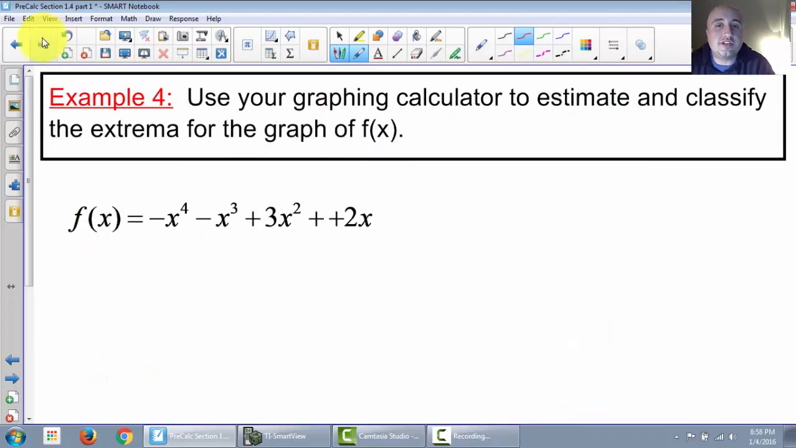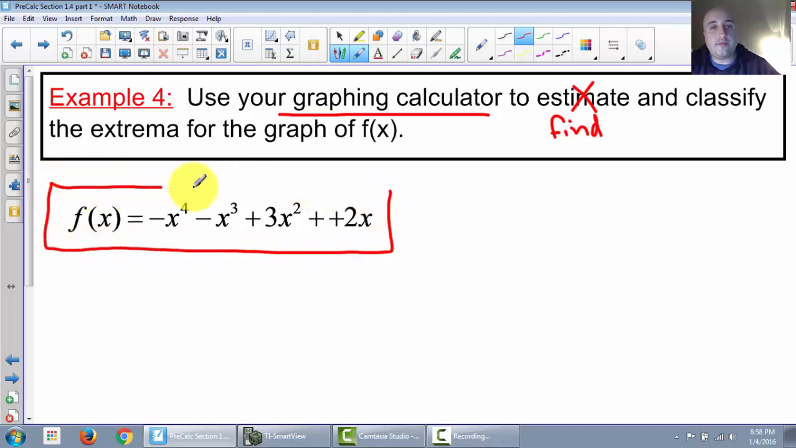Okay. So we're going to save this example for class. It says use your graphing calculator to estimate. Actually, not to estimate, to find and classify the extrema for the graph of f of x. So if you want to try, if you remember from Algebra 2 how to find the maximums and minimums from that, find all the relative maximums, relative minimums, absolute maximums, and absolute minimums.